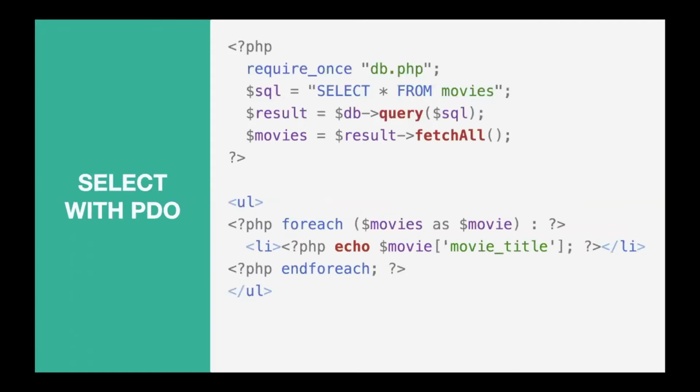Now with fetchAll, really the only difference is that instead of waiting to retrieve each result individually, we're going to retrieve them all at once, and we're going to store them to a variable called $movies. And then from there, we can do a foreach, $movies as $movie. And then from here, we can echo out each movie title.